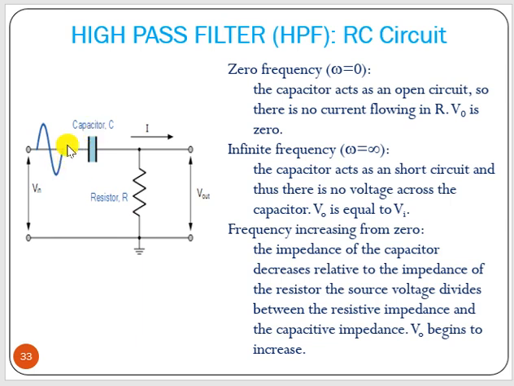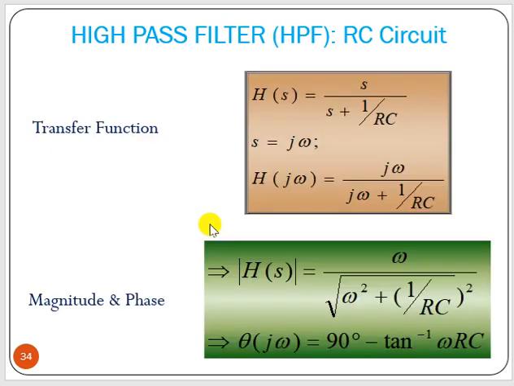When omega is infinity, capacitor is short circuit, then what happened? V out will be equal to V in. There is no drop. Now this is the expression that we got, S by S plus 1 by RC. We can put S equal to j omega, and from that we can find out the magnitude plot.